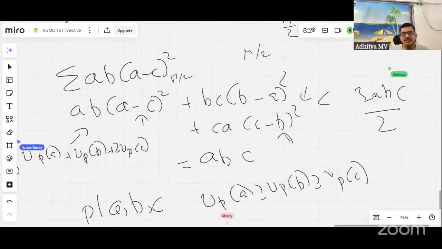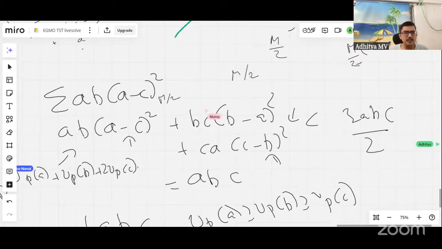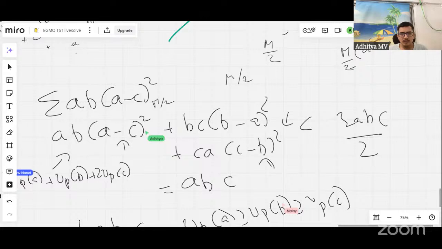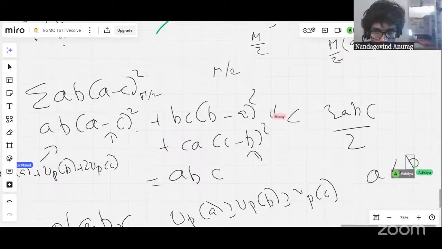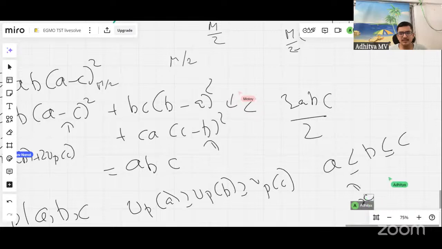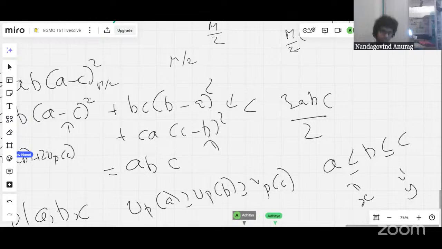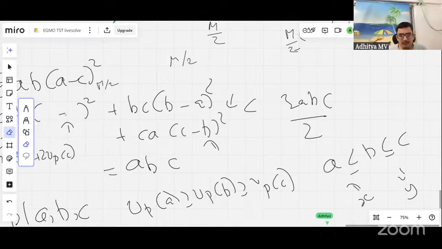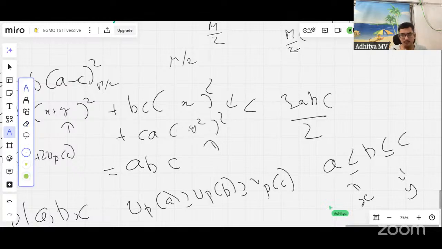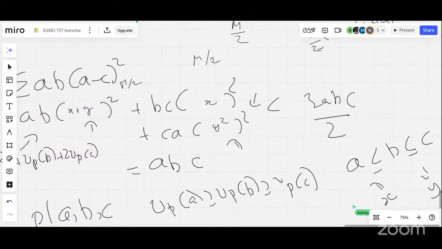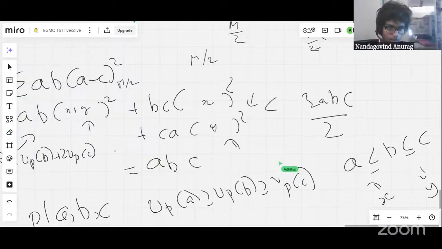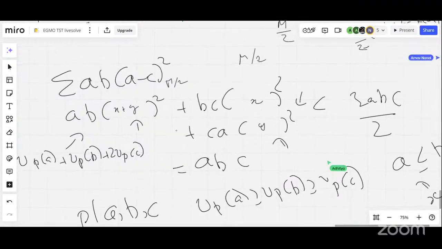Okay, maybe we can do it like this. Let's assume A less than B less than C. Then let's assume this distance is some x and this distance is some y. Then this will be x plus y whole square, this will be x square, and this will be y square. So x plus y is large, at least root M by 3.